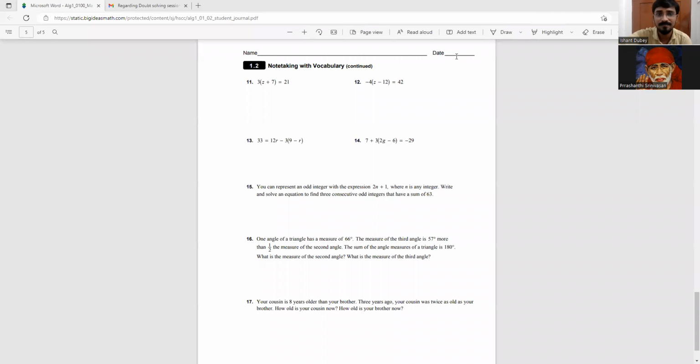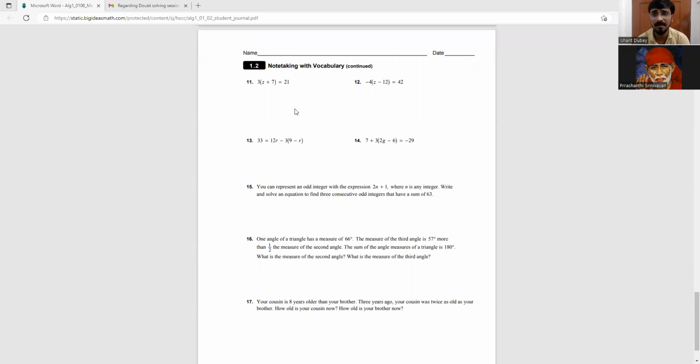Can you see my screen? Yes, sir. So when we talk about linear equations in one variable, you are already aware of what a linear equation is. In that, you have variable and constant. I'm quite sure you are aware of what variable and constant are, right? Can you see the 11th question here? The screen is visible too, right? Yes, sir, it is visible.